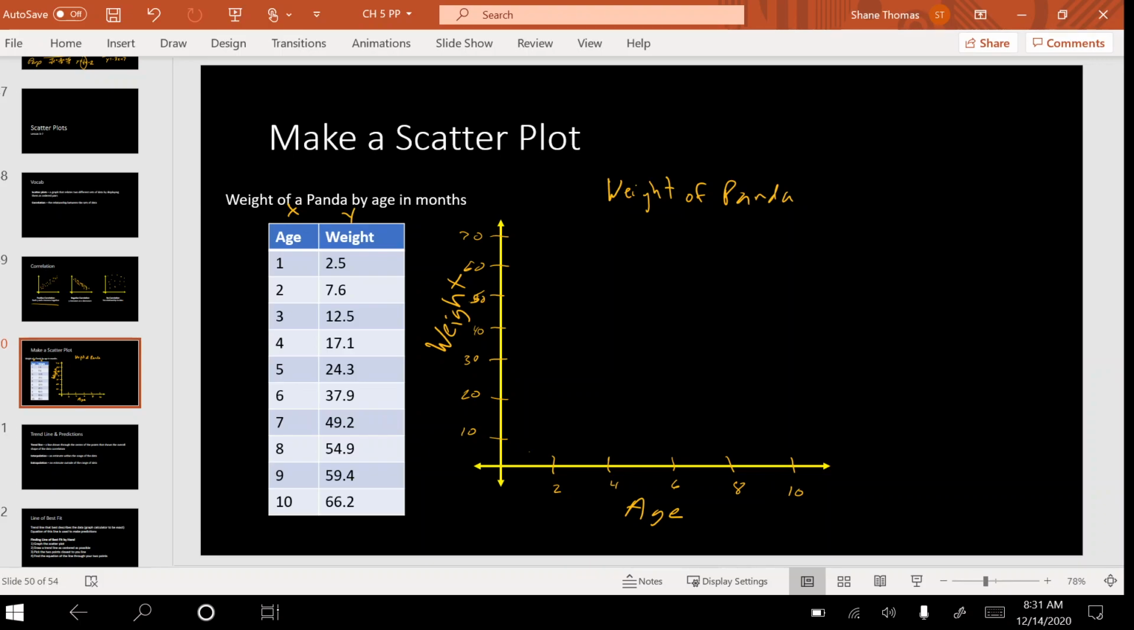1 is going to be about 2.5. 2 is at 7.6. 3 is at 12.5. Now again, I'm just estimating where these would be. They're not going to be perfect across the board. 4 is 17. 5 is 24. 6 is 37.9.